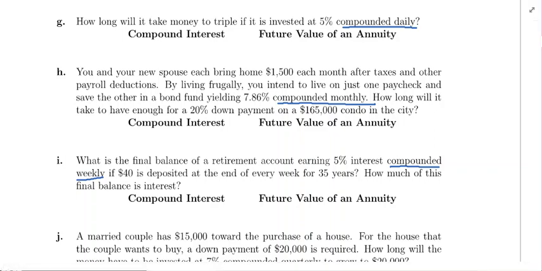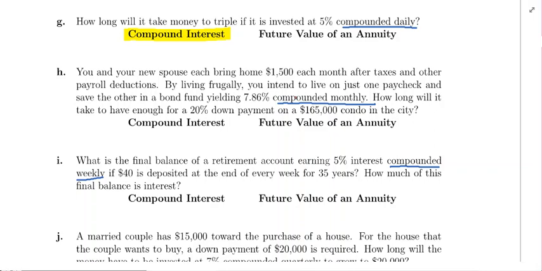So basically, it's implied from reading this problem that you're investing one lump sum. And then how long will it take that one lump sum to triple in value? Since this is a one lump sum that's implied, this is going to be compound interest. All right, next, part H. You and your new spouse each bring home $1,500 each month after taxes and other payroll deductions.